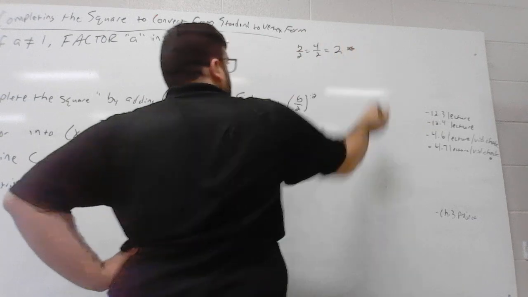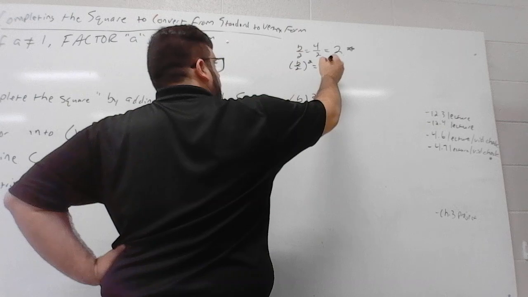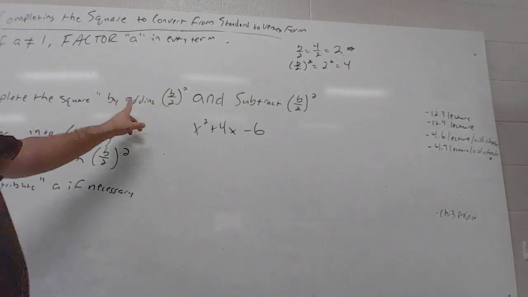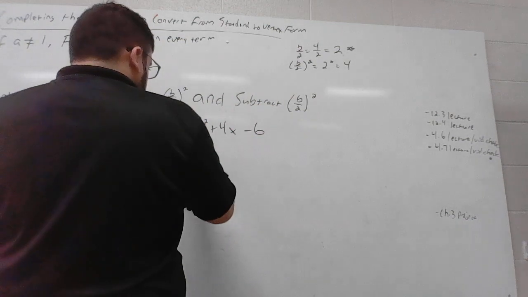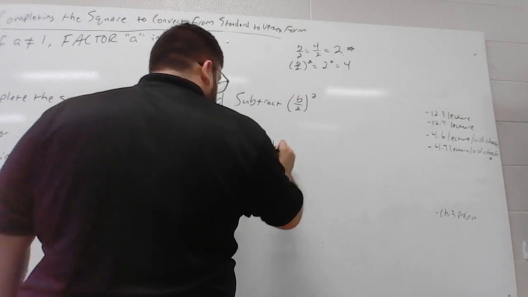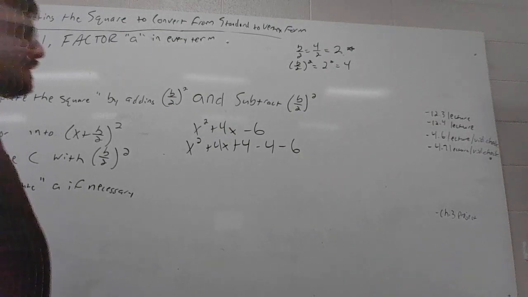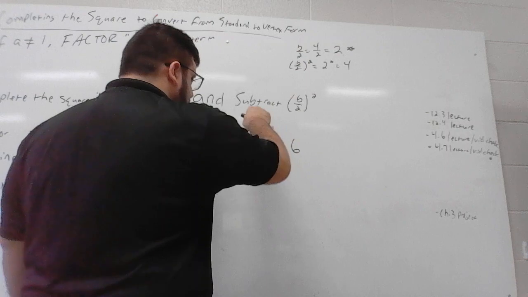Which means that b over 2 squared is 2 squared, which is 4. So I'm going to add and subtract 4 at the same time to keep it balanced. So I have x squared plus 4x plus 4 minus 6. And again, the reason I can do that is 4 minus 4 is 0. If 4 minus 4 is 0, 0 minus 6 is negative 6.